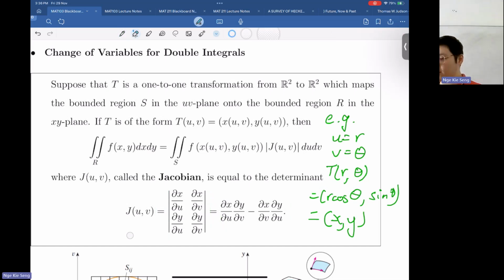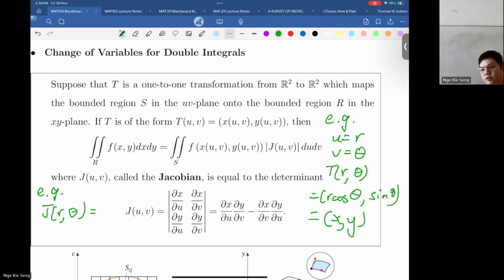Do you want to try and compute the Jacobian of the polar coordinates that we did just now? Try and compute it. What's the Jacobian for r and theta? Try and compute J_r theta here. Basically what you do is you just collect all the different partial derivatives together.